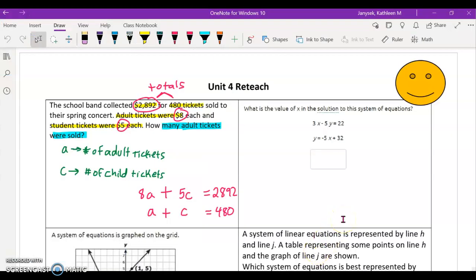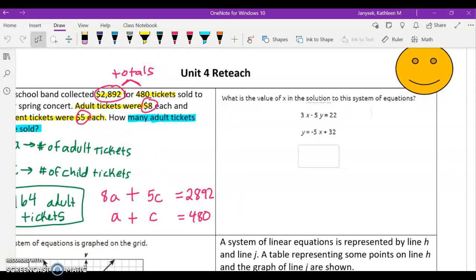Okay, so we're going to write that on here. Our final answer is 164 adult tickets. So I don't want the entire point or the entire answer. I only want the adult tickets. All right, let's look at number 2.